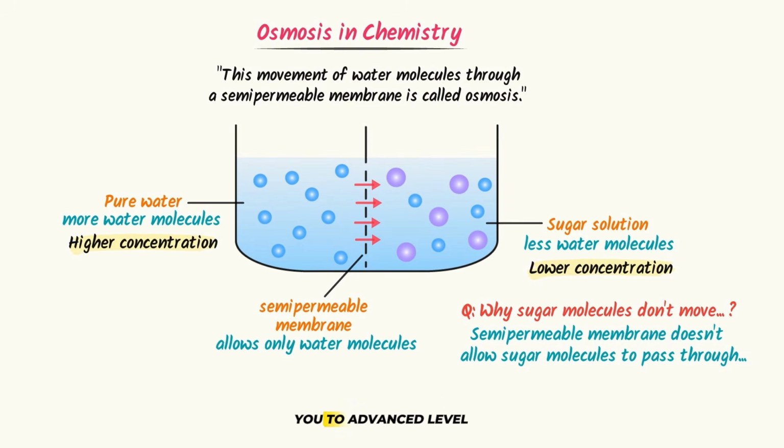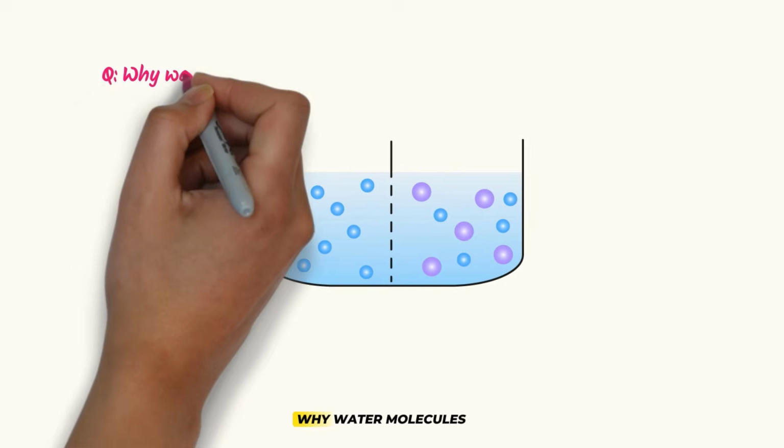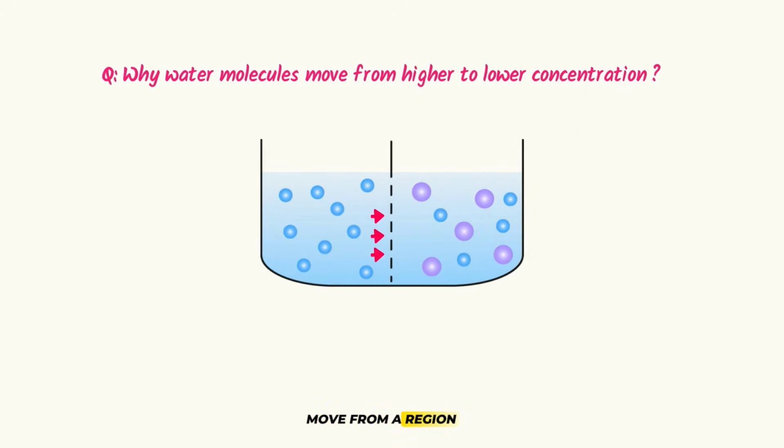Now I will take you to the advanced level. We already know that osmosis is the movement of water molecules or solute particles from a region of higher concentration to a region of lower concentration. Here, let me ask you an important question which many are not understanding. Why do water molecules move from a region of high concentration to a region of lower concentration? Believe me, if you understand this question, you understand osmotic pressure in a super easy way.